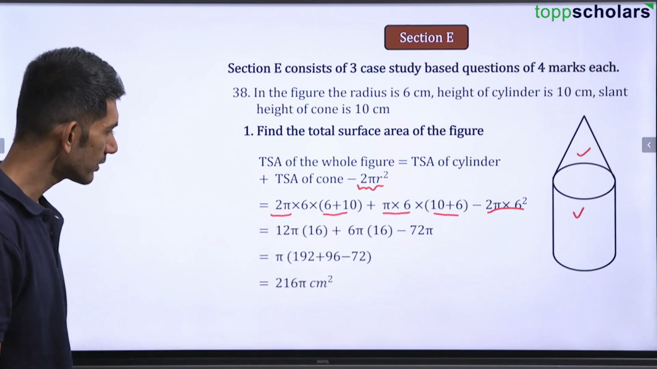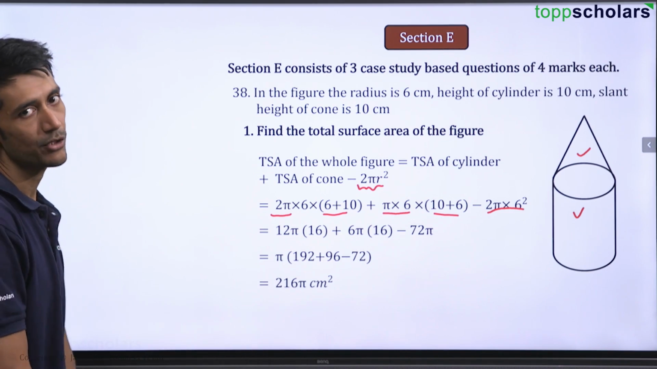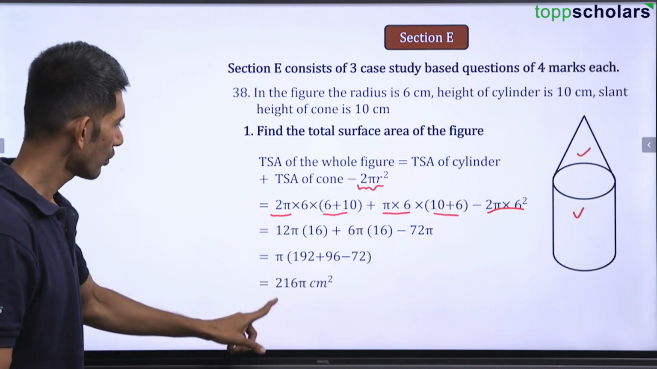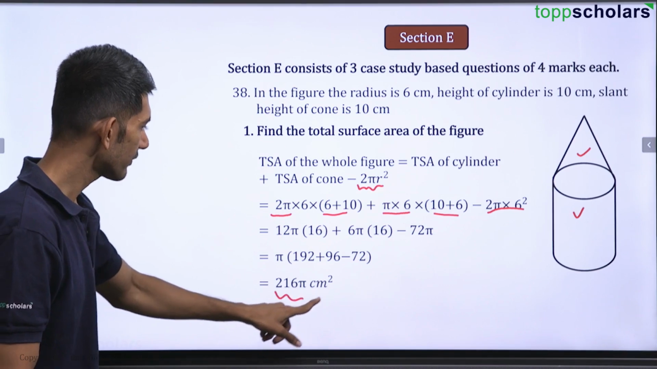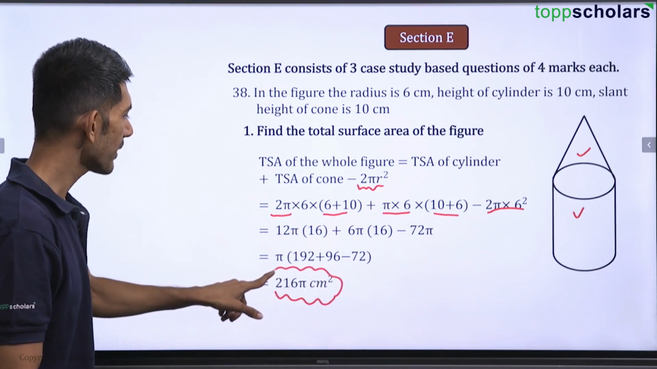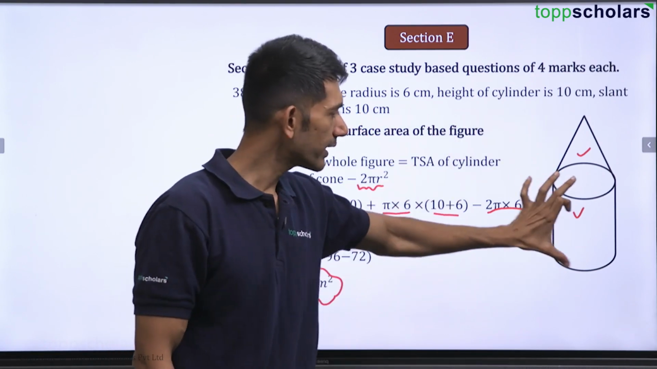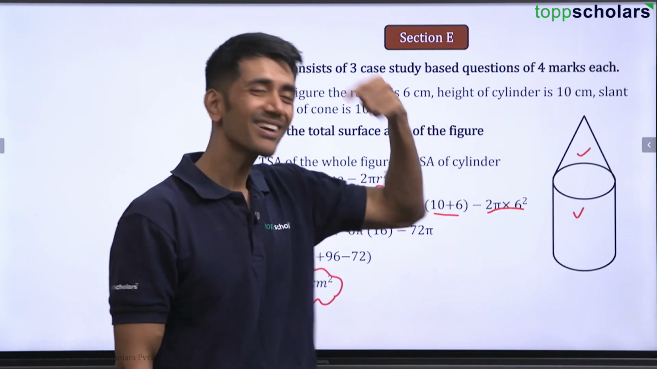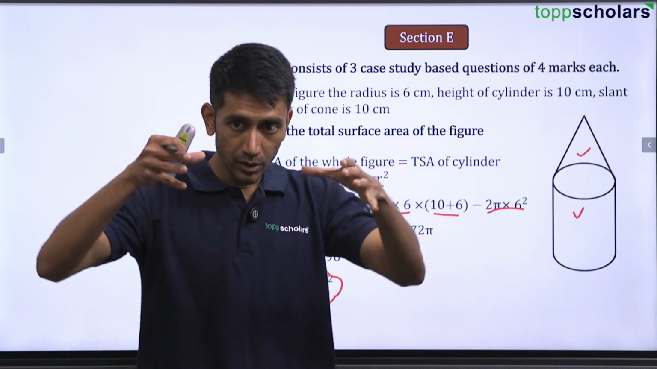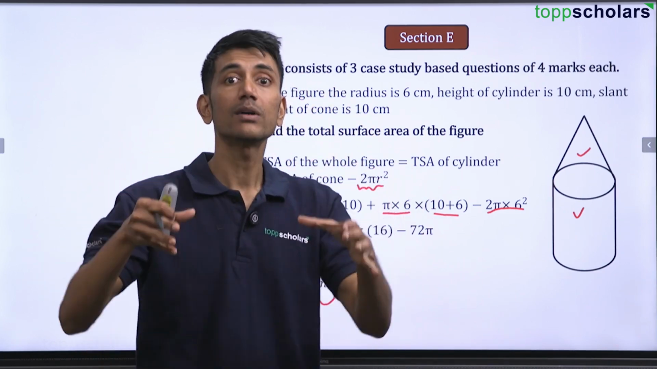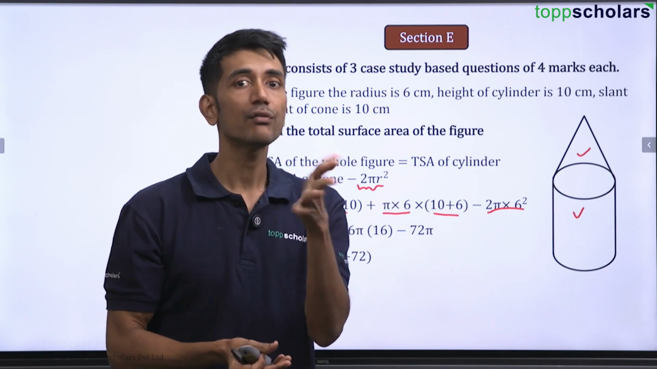Keep on solving this further. You get 216 pi centimeter square. Correct? So what is the area? The total surface area is 216 pi centimeter square. I repeat again, find out the total surface area of cone, find out the total surface area of cylinder, but the circle inside is of no use, because we are finding the total surface area that covers the outer part.